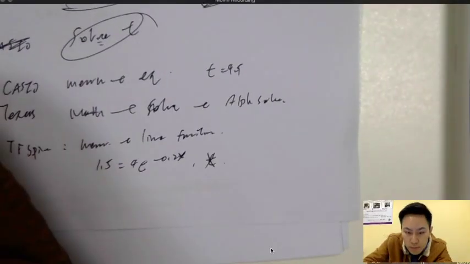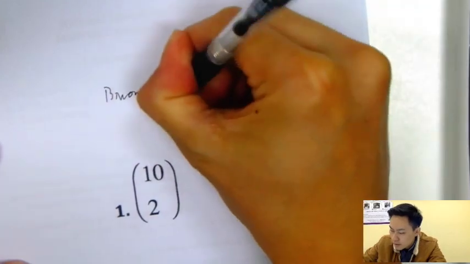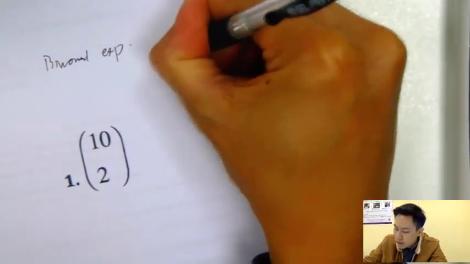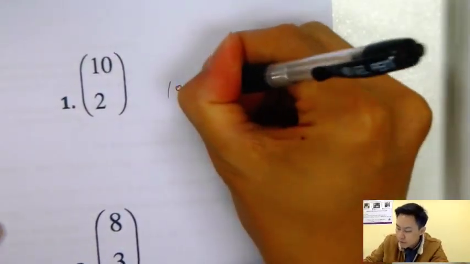So next page is binomial expansion. This one only applies to SL and higher level, so for math studies you don't need to learn this. So 10C2. How do you type it in your GDC?